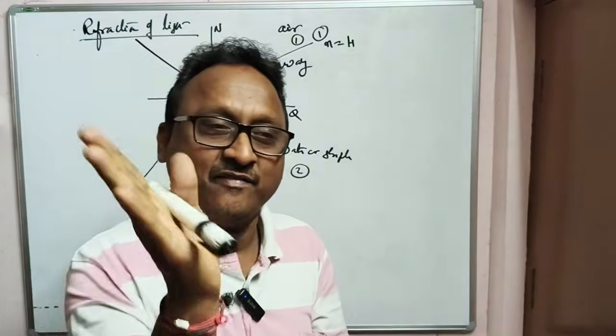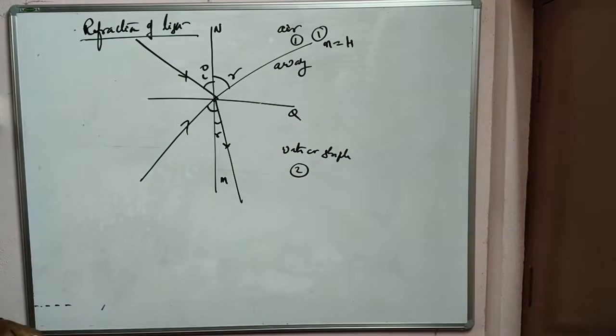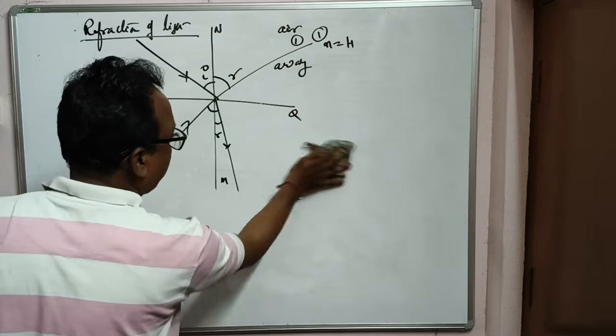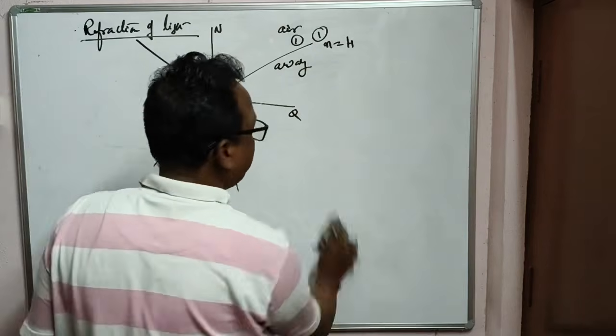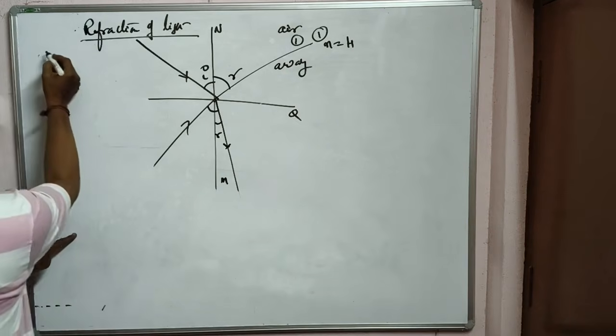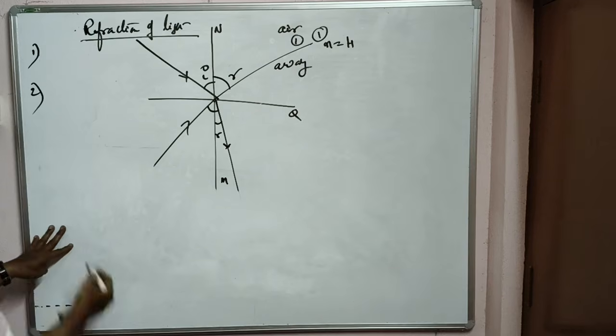Less dense, it goes away. This phenomenon is called refraction of light. Okay? Right. Now, laws. As I said before, you discussed laws of reflection, isn't it? So here also we have two laws in refraction: first law and second law.